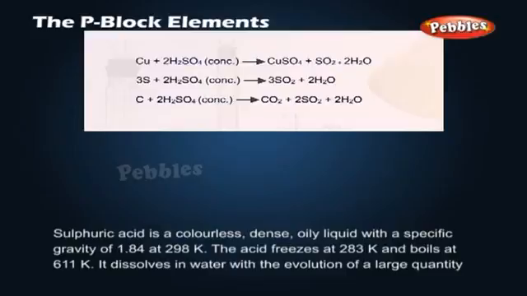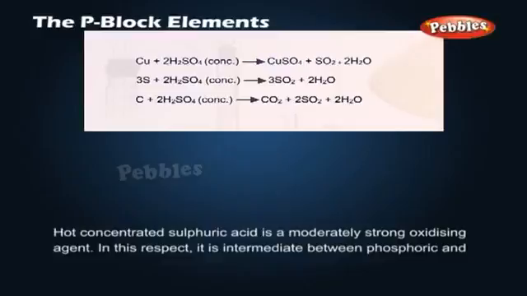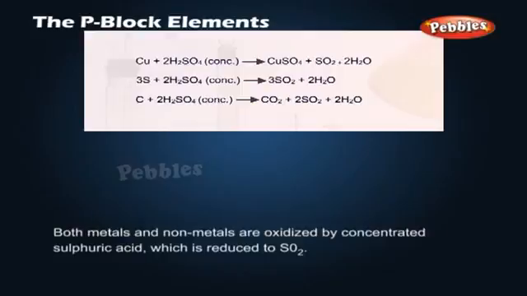Properties. Sulfuric acid is a colorless, dense, oily liquid with a specific gravity of 1.84 at 298 K. The acid freezes at 283 K and boils at 611 K. It dissolves in water with the evolution of a large quantity of heat. Hot concentrated sulfuric acid is a moderately strong oxidizing agent. In this respect, it is intermediate between phosphoric and nitric acids. Both metals and non-metals are oxidized by concentrated sulfuric acid, which is reduced to SO2.